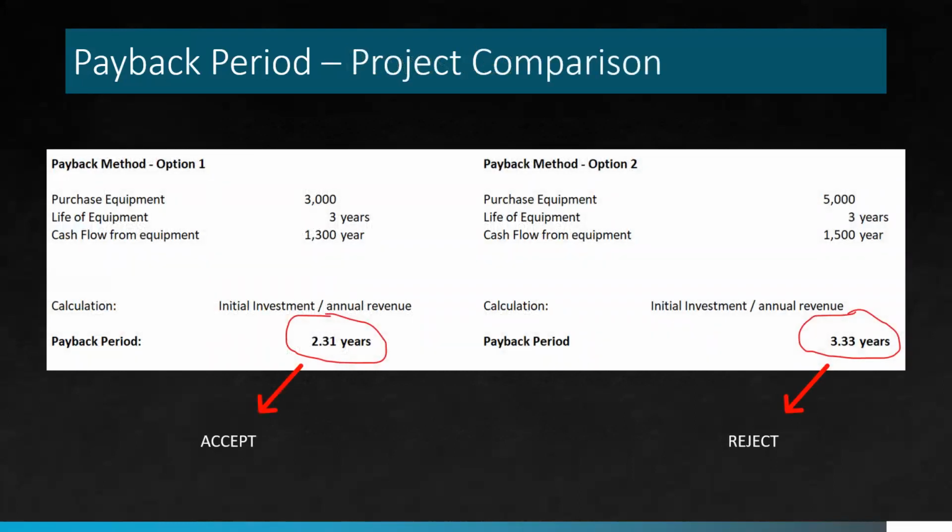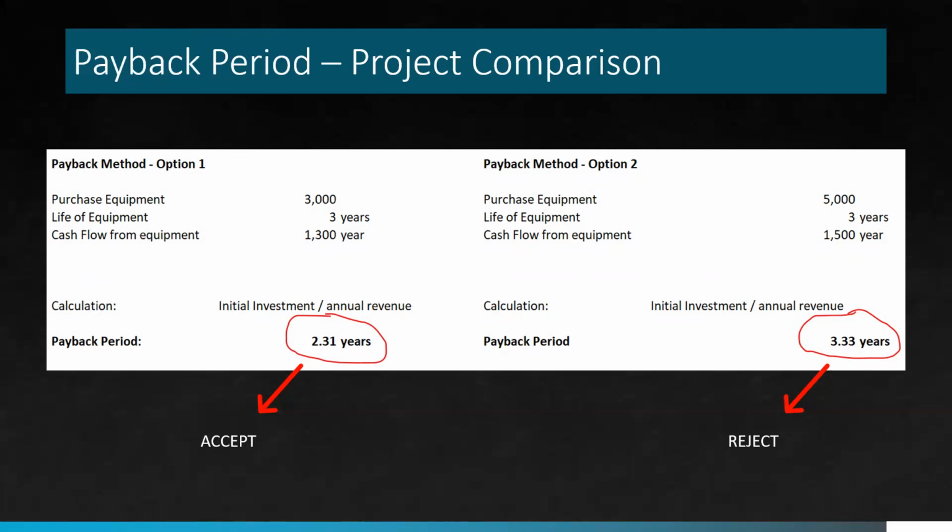So here's an example of 2 projects, right? So in the first project, we're going back to the original slide that we spoke about. I'm going to purchase a piece of equipment for $3,000 and it's going to bring me in $1,300 a year, and the life expectancy of that piece of equipment is 3 years. And we said that that would take us 2.31 years to get our initial investment back.